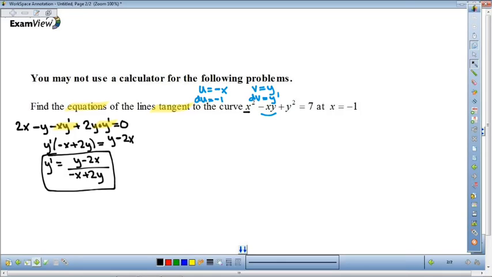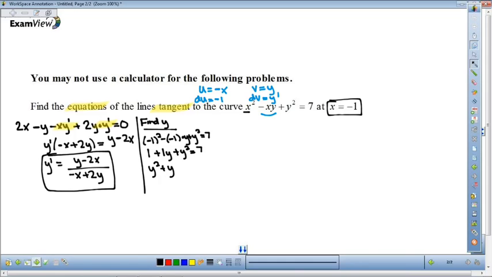So now I'm going to evaluate this at x equals negative 1. The problem is that they don't give me my y value. They just give me my x value. So what I'm going to do is find what y is. In the original equation, I'm going to substitute negative 1 everywhere I see an x. So I'm going to have negative 1 squared plus negative (negative 1) times y plus y squared equals 7. So 1 plus 1y plus y squared equals 7.